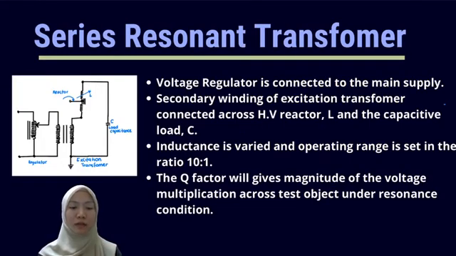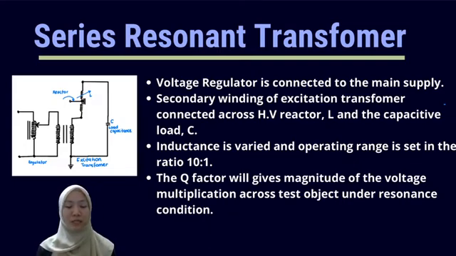Next, a voltage regulator of either the auto transformer type or the induction regulated transformer type is connected to the main supply. The secondary winding of the excited transformer is connected across the HV reactor L and the capacitive load C. The inductance of the reactor L is varied by varying its air gap, and the operating range is set to the ratio 10:1.